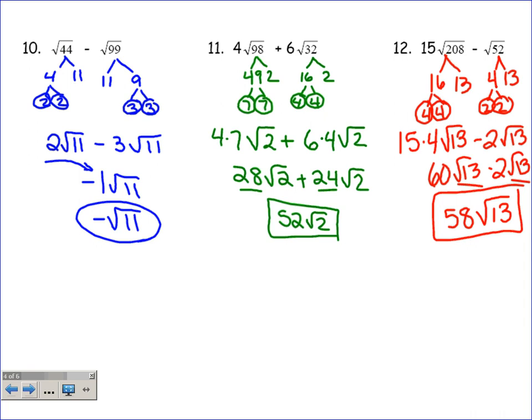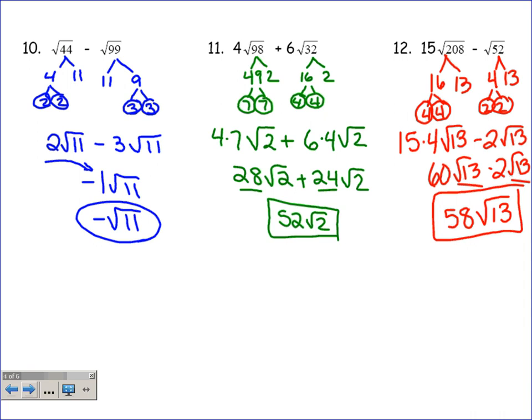I appreciate you guys working hard on this stuff. This is a little tough. It's a little challenging. Okay, let's walk through these 2 problems. Number 11, I broke my 98 down to 49 times 2 because 49 is a perfect square, which is 7 and 7. So I could say 4 times the 7, which is on the inside. So there's a pair of them. I should pull it out. 4 times 7 is 28.